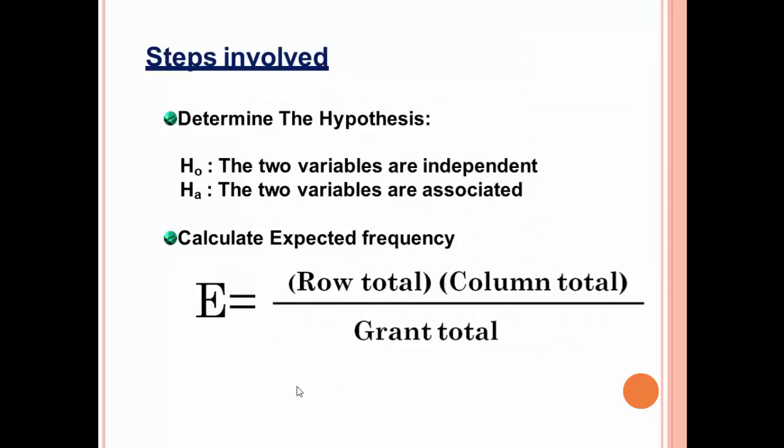Steps involved. Determine the hypothesis. Null hypothesis: the two variables are independent. Alternative hypothesis: the two variables are associated. And the formula used in this case is E equals row total multiplied by column total divided by grand total.